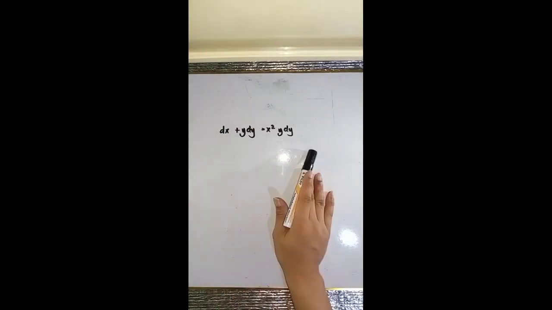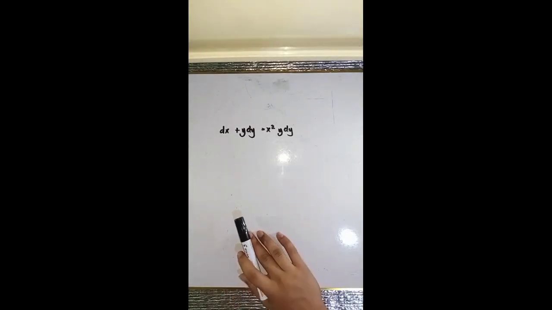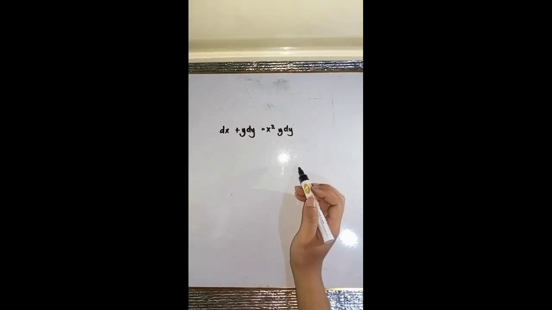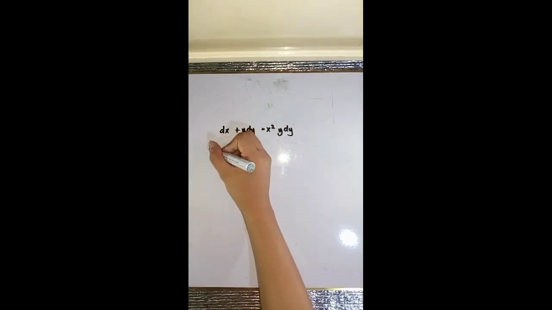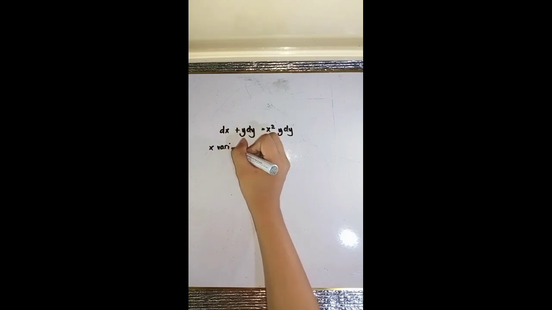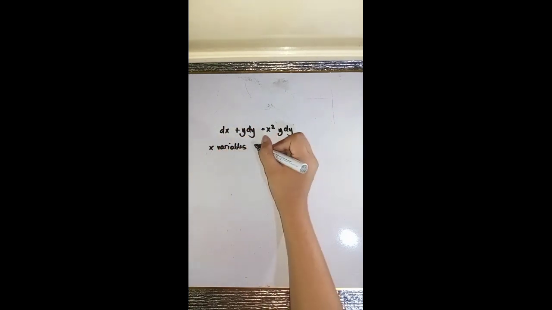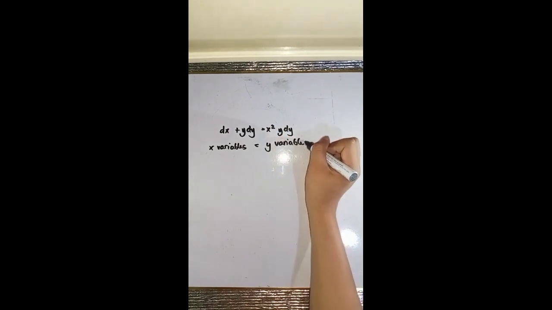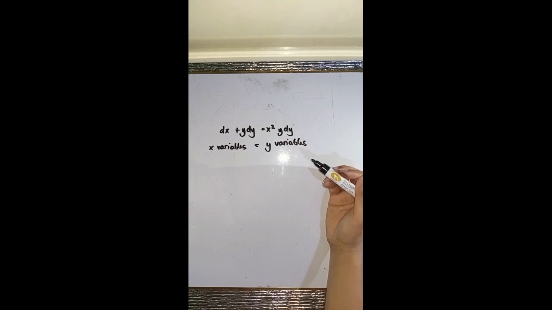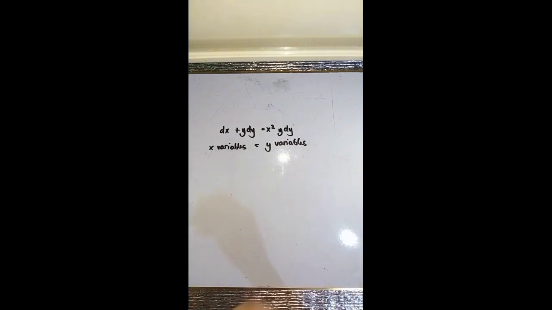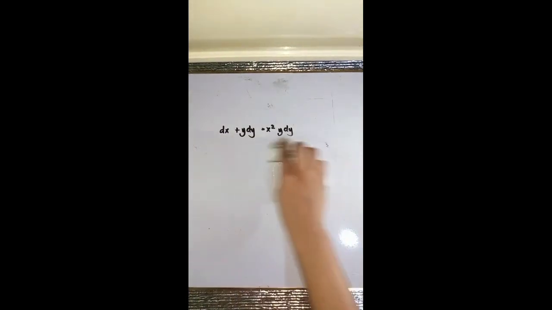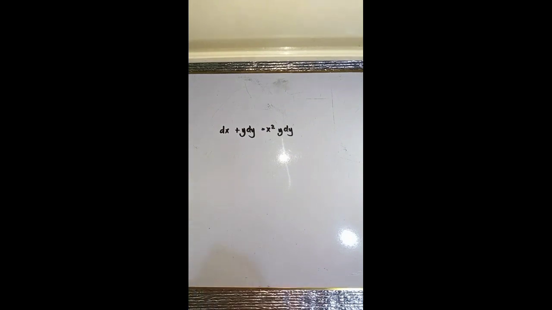Hey guys, now we have another example of differential equations which can be solved by variable separable. We all know from our previous video that we have to separate the x variables from the y variables. Now we have an example here which is dx plus y dy equals x squared y dy, which we will then separate in order to get to our answer.